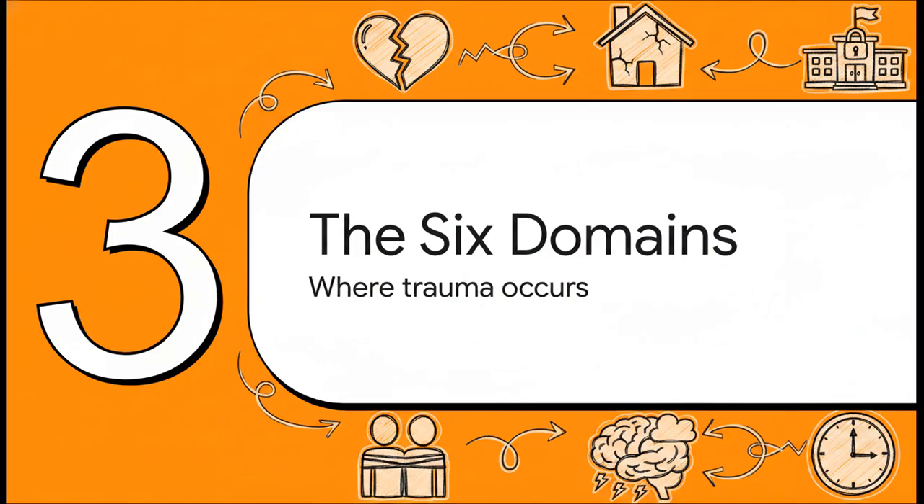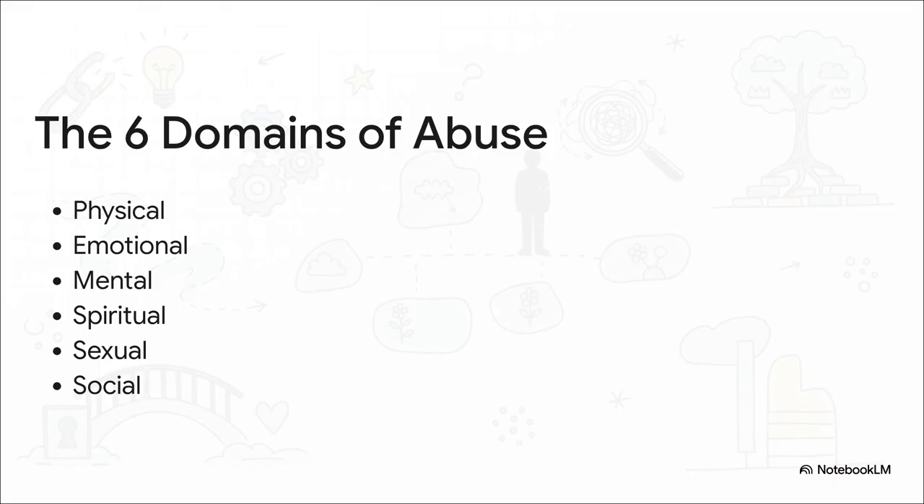Okay, Section 3, the 6 domains of abuse. Now that we have those 2 modes in mind, we can map out exactly where this trauma actually occurs. The framework categorizes our life experiences into 6 very distinct domains: physical, emotional or psychological, mental, spiritual, sexual, and social. Essentially, every single instance of trauma you identify is going to fall into one of these 6 buckets.